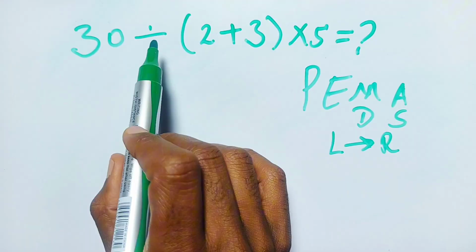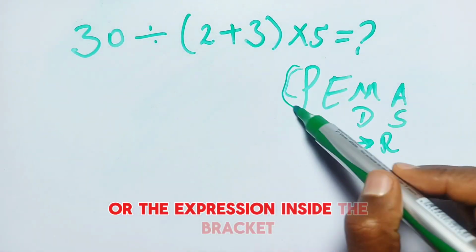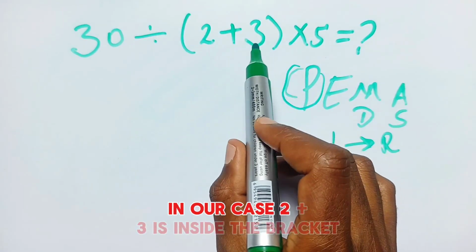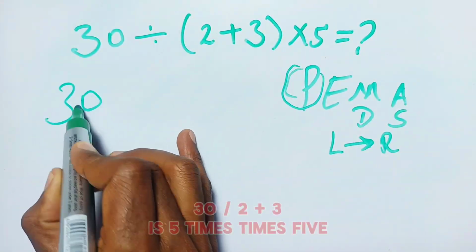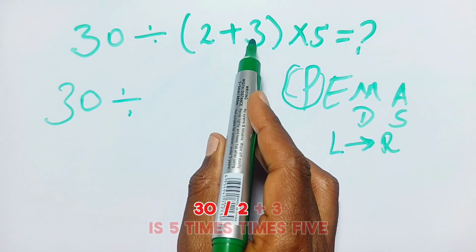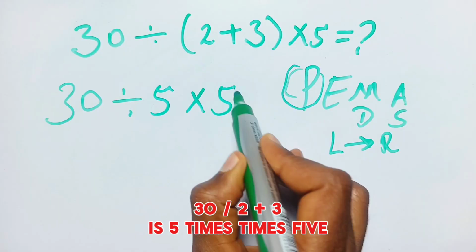First we have to solve the parentheses, or the expression inside the bracket. In our case, 2 plus 3 is inside the bracket. So 30 divided by (2 plus 3 is 5) times 5.